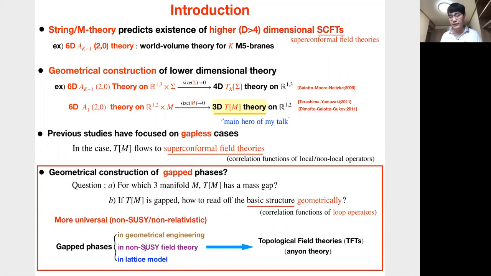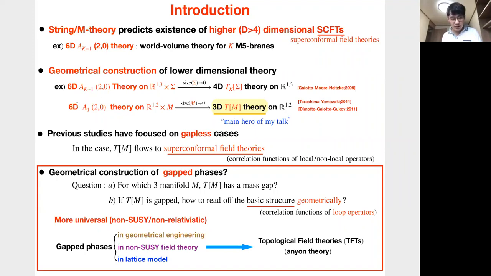Sorry, how many supercharges do you have in the 3D theory? It has 4 supercharges generally, but if we go to the gapped phase, then all supercharges are decoupled, so the effective theory does not have any symmetry. Yeah, I see.